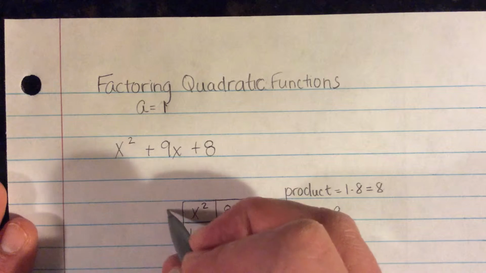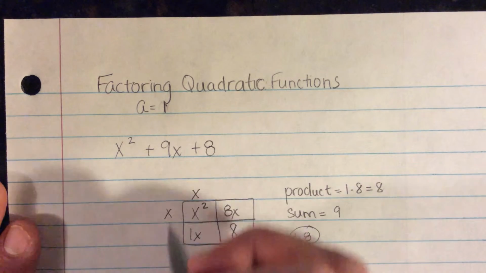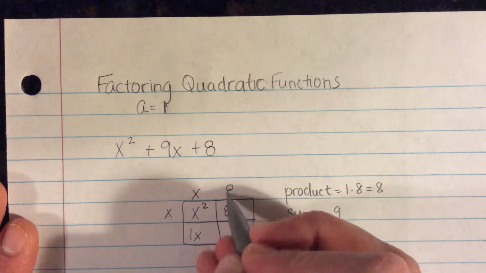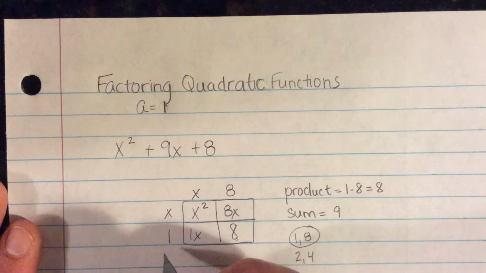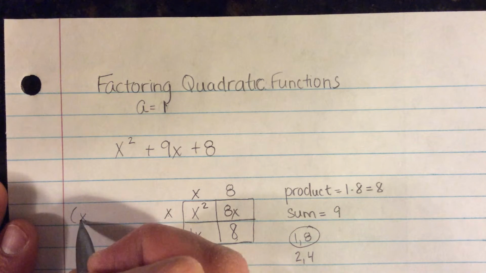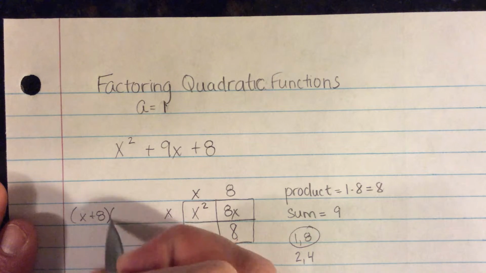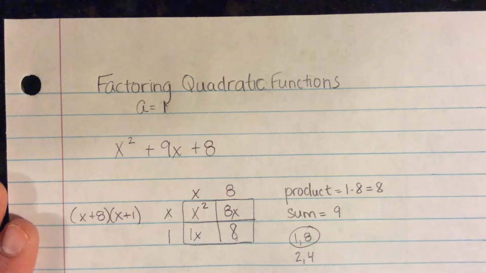When we factor our x squared, we have x and x. If we factor an x out of here, we have 8. Factoring an x out of here, we have 1. Our factored form here would be x plus 8, x plus 1.